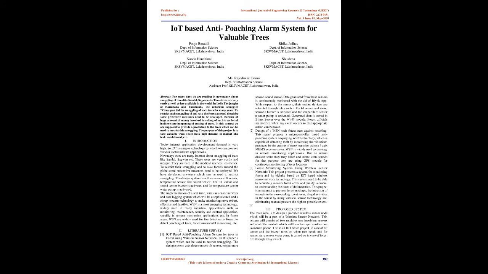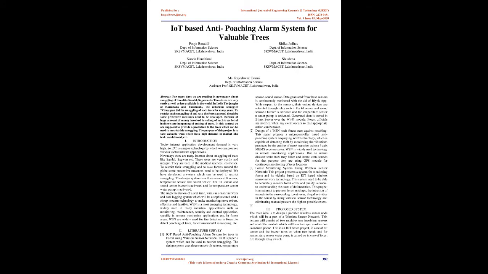1. IoT-based anti-poaching alarm system for trees in forest using wireless sensor networks. In this paper, a system which can be used to restrict smuggling is presented. The system uses 3 sensors: tilt sensor, temperature sensor, sound sensor. Data generated from these sensors is continuously monitored with the aid of the BLYNK app. With respect to the sensors, their output devices are activated through a relay switch.